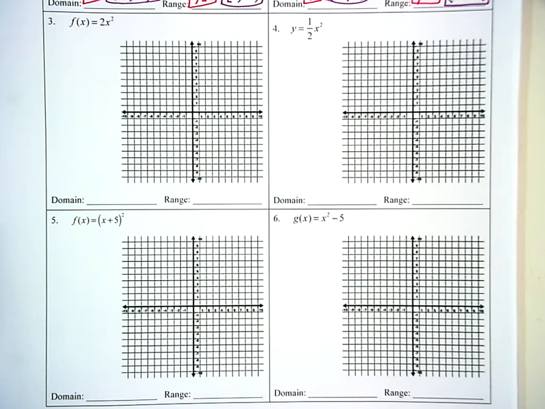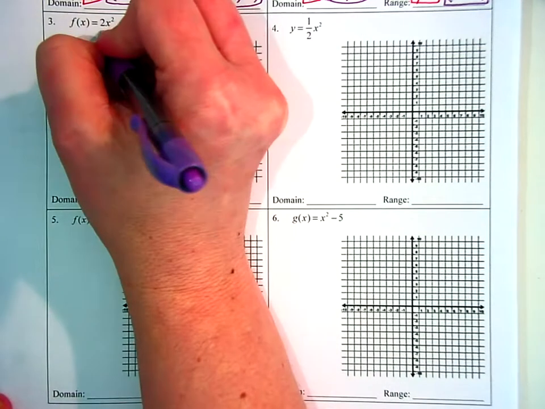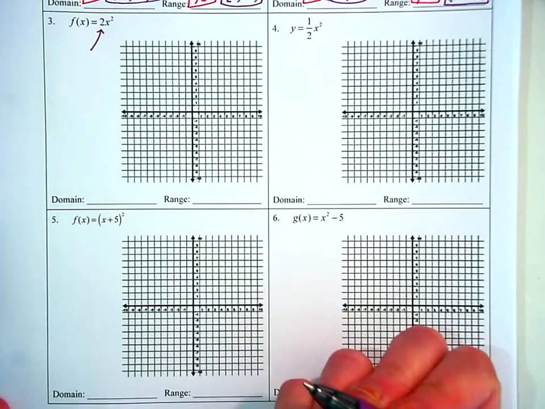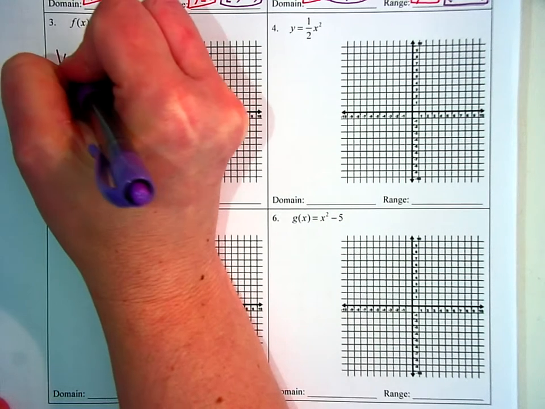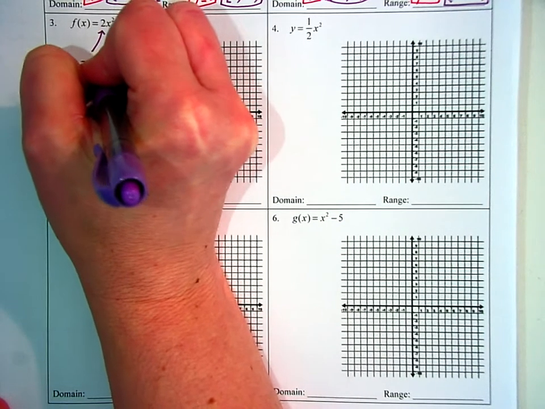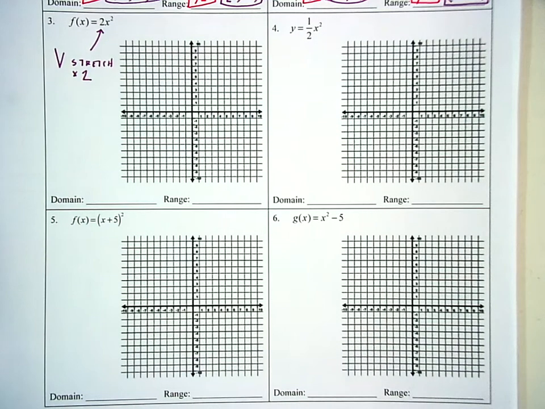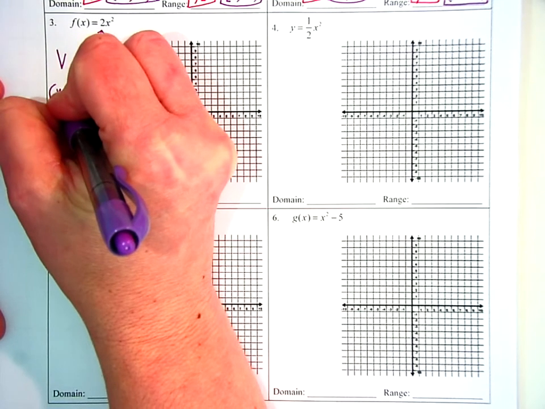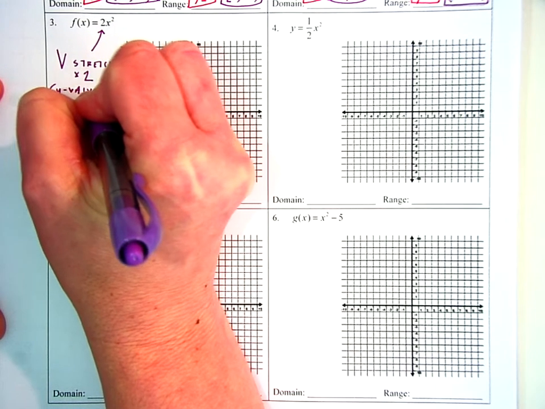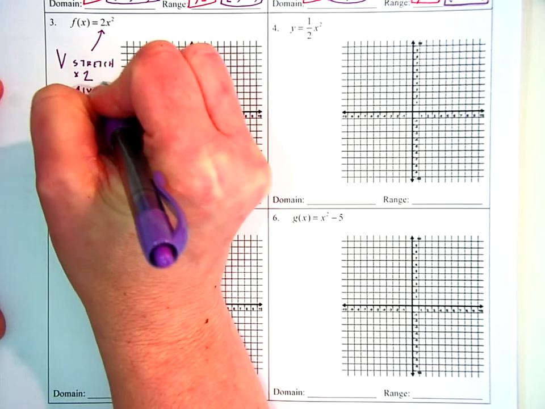All right, the next function here, we have 2x squared. So if I look at that 2 right there, that signals to me a vertical stretch by a factor of 2. That's usually how I write it. So a vertical stretch by a factor of 2. And what does that actually mean? It means it's a multiplier on the y values. The y values are going to multiply by 2. Let me write that. So y values are going to multiply by 2.